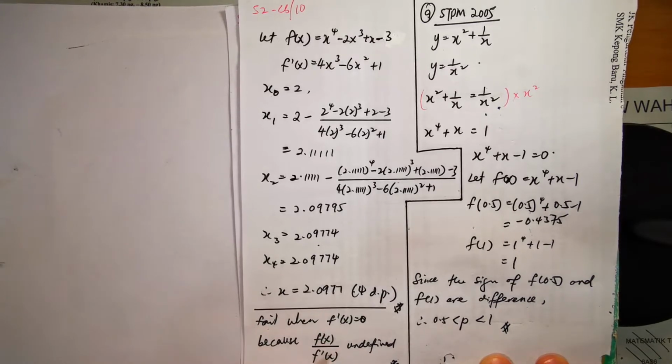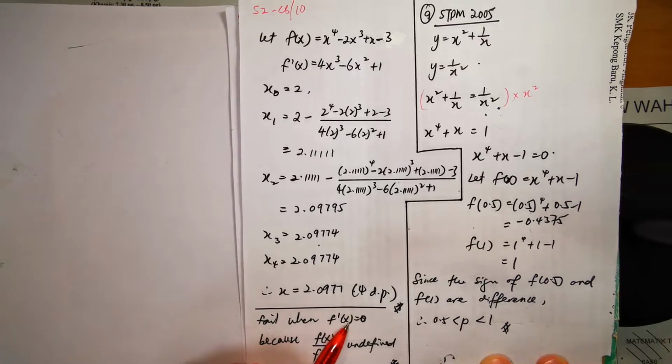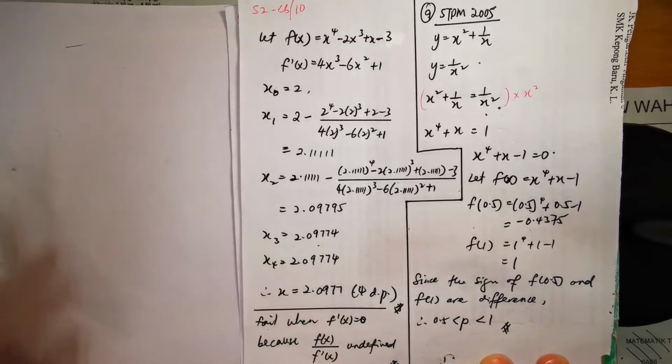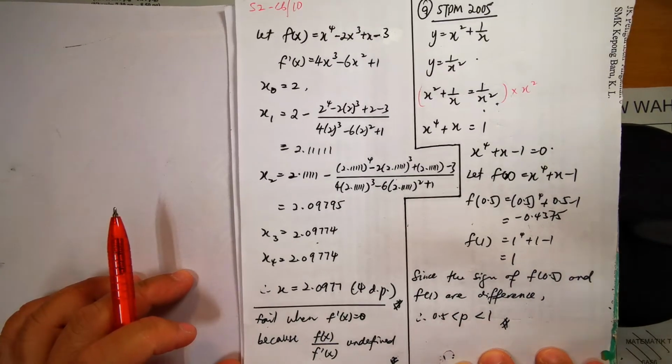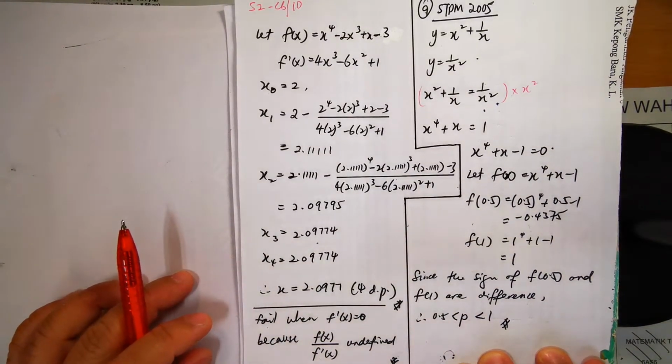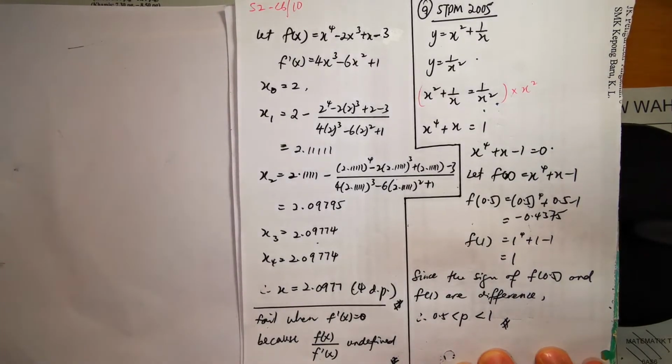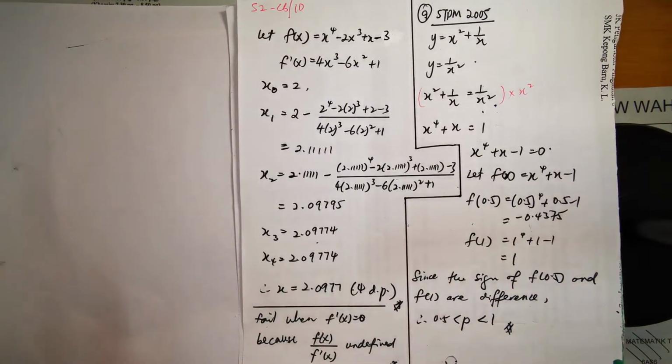So 1 mark. And this is the cause. This is the factor why the Newton-Raphson method fails. And this is the reason why it makes it fail. So 1 mark each. Okay? So this is the past year question of STPM 2014 repeat paper.